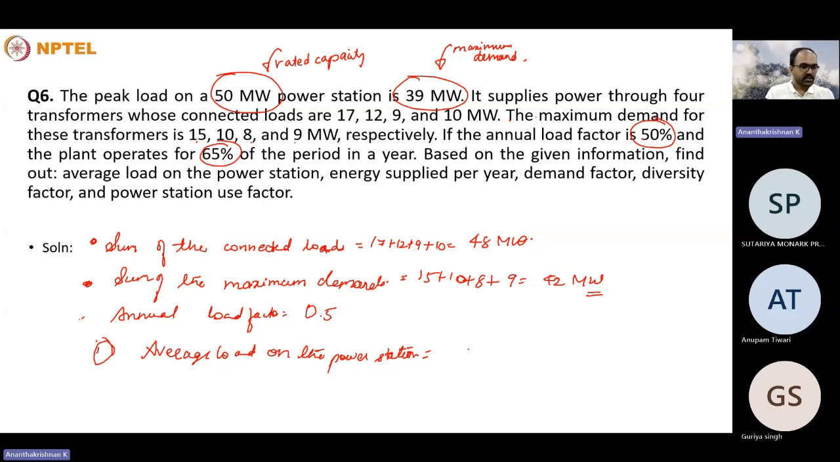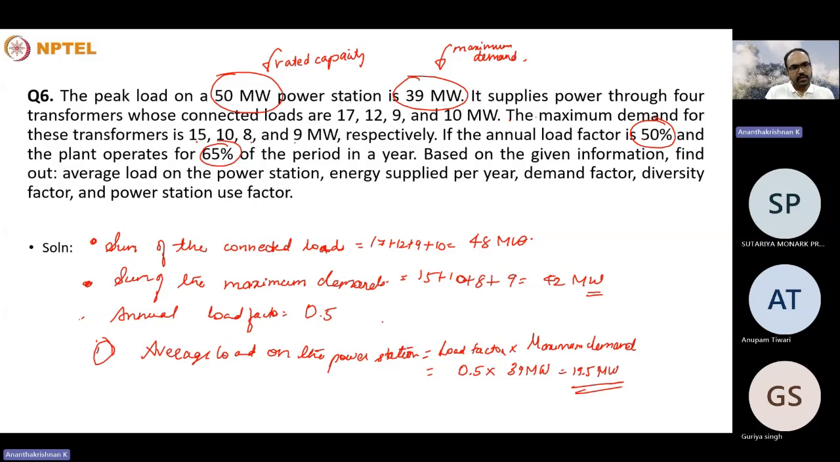So the average load on the power station will be equal to the load factor multiplied by the maximum demand. That will be equal to 0.5 into 39 megawatt, which is 19.5 megawatt. So that will be the average load on the power station.